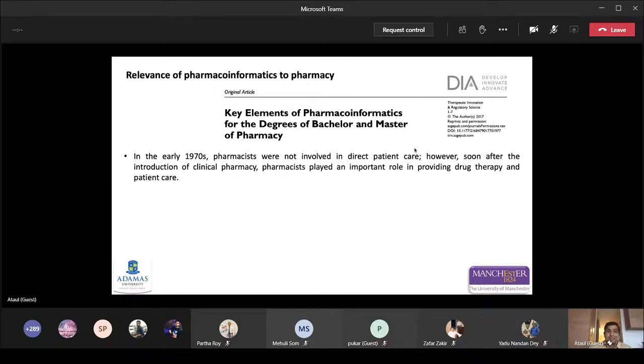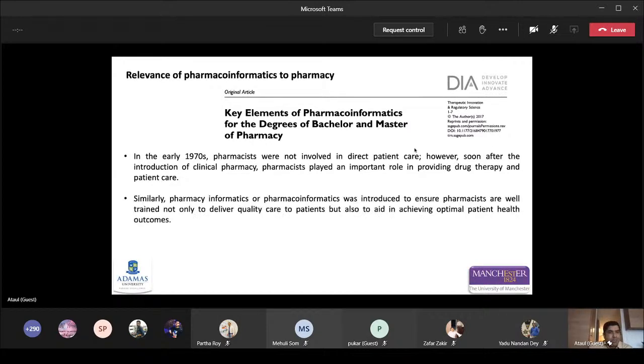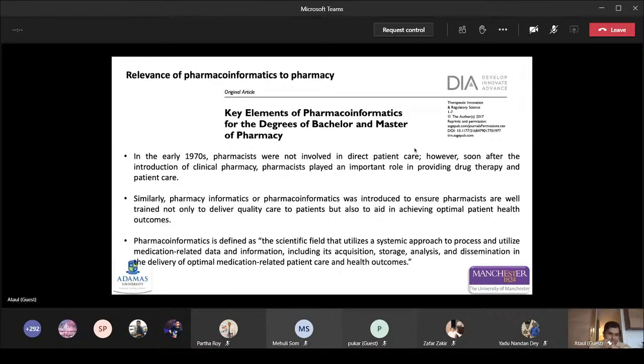In the early 1970s, pharmacists were not involved in direct patient care. However, soon after the introduction of clinical pharmacy, pharmacists played an important role in providing drug therapy and patient care. Similarly, pharmacy informatics, or pharmacoinformatics, was introduced to ensure pharmacists, very important to note, are well trained not only to deliver quality care to patients, but also to aid in achieving optimal patients' health outcomes. So how can I define it?